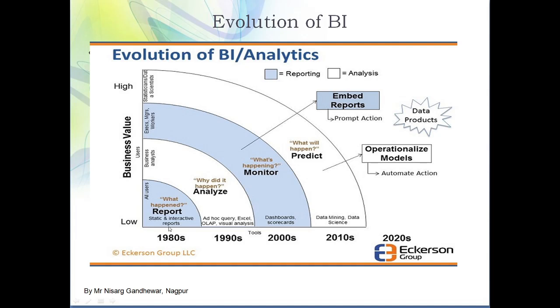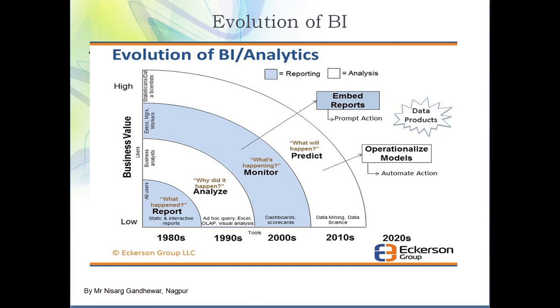So let's discuss what the status of BI was in the year 1980. In 1980, the intention was very initial, very simple: what happened to a particular business? It was simply report generation. In the 1980s, BI was used to generate simple reports which tell us what happened in a particular business. At that time they generated static and interactive reports for all kinds of users.